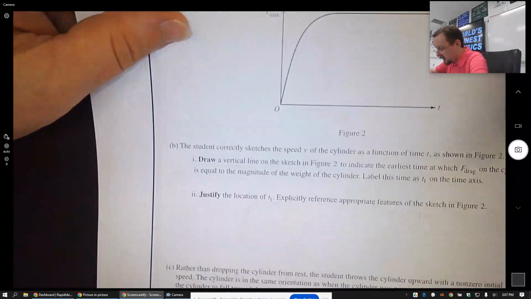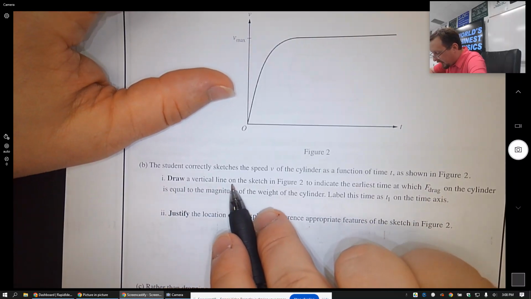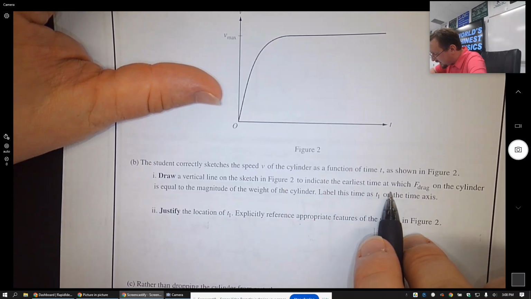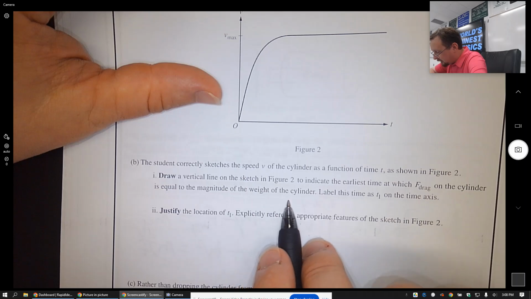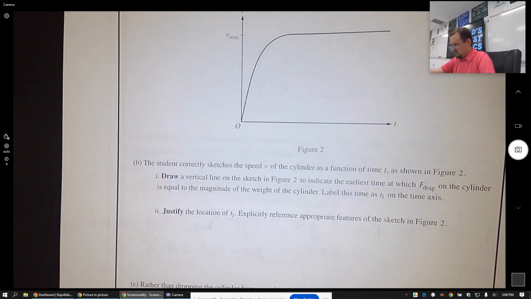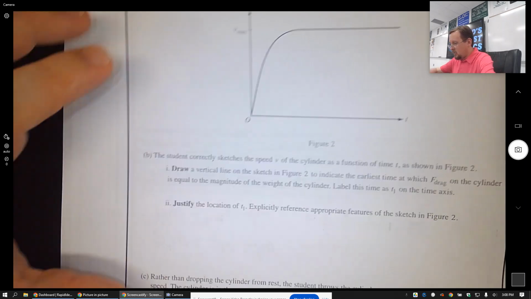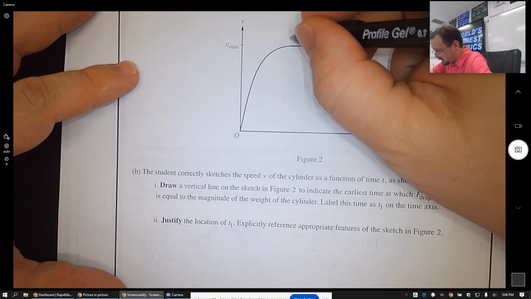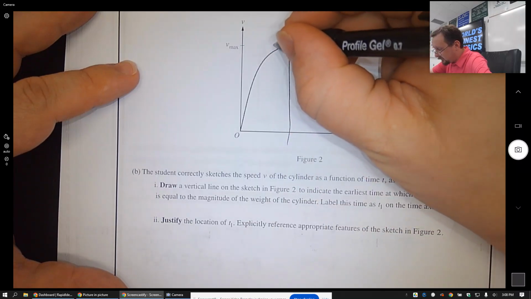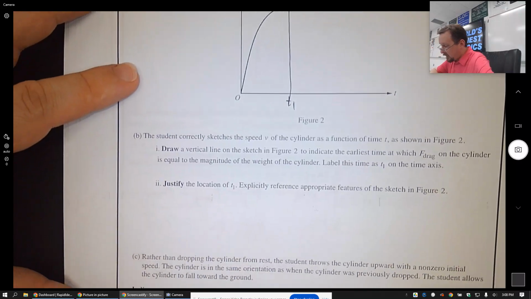What's going on here? The student correctly sketches v as a function of time. Draw a vertical line on the sketch in figure 2 to indicate the earliest time at which drag on the cylinder is equal to the magnitude of the weight of the cylinder. Technically never, guys, because it's an asymptote. But here, that looks like when you reach vmax, T1.